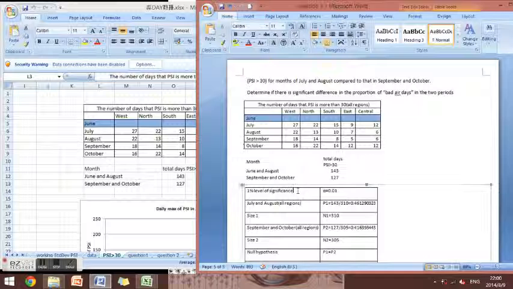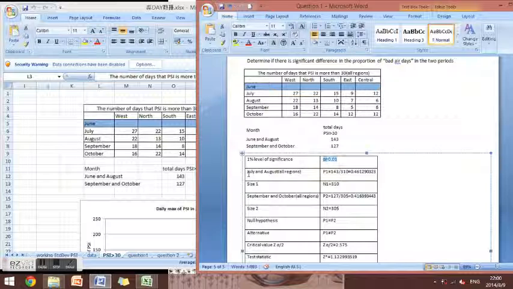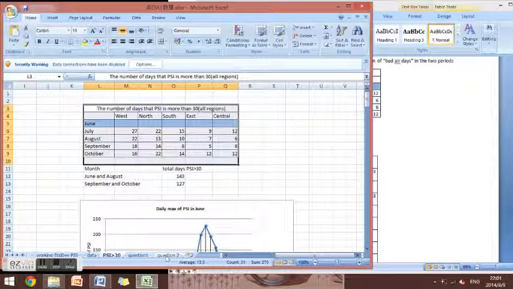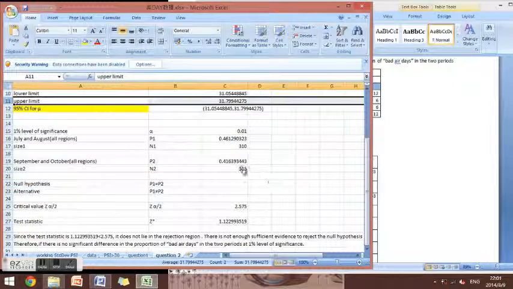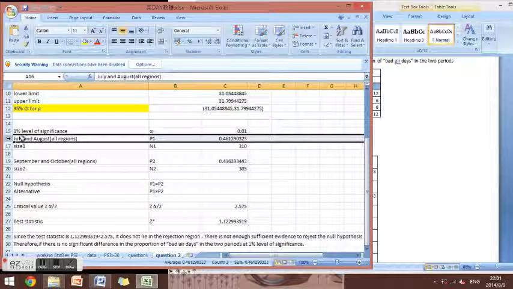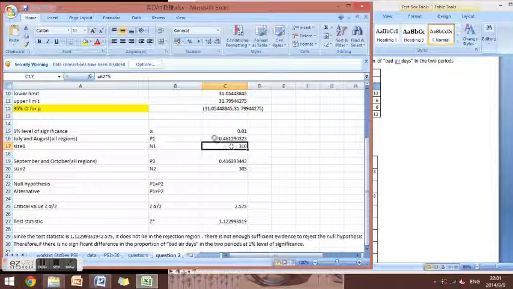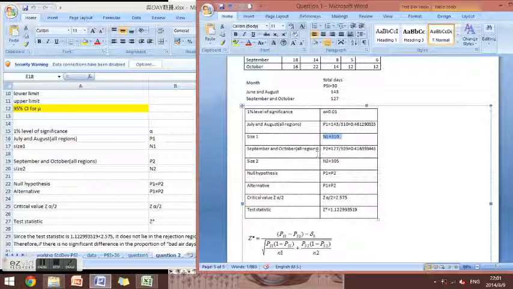A 1% level of significance means alpha equals 0.01. For July and August for all regions, P1 means 143 divided by 310. How can I get this value? As we know, July and August total days is 62, but we have 5 regions, so the value is 310. Similarly, we can get P2, which is shown here, and size N2 is 305.